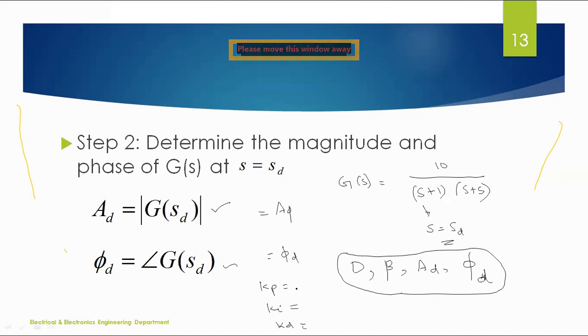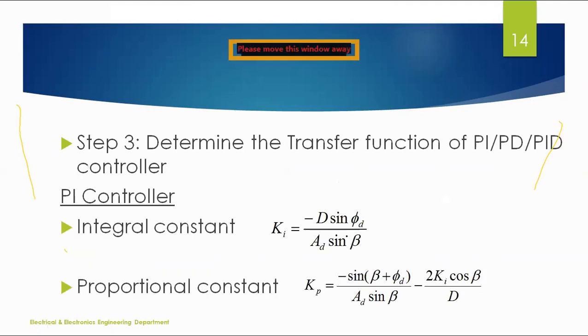We know the transfer function, so using these four values I'm going to calculate KP, KI, and KD. The formula is there. How to arrive at this formula involves a very big derivation. I think for this session there is no need for the derivation; you just need to know the formula. So using this formula, we are going to calculate KI and KP for the PI controller.